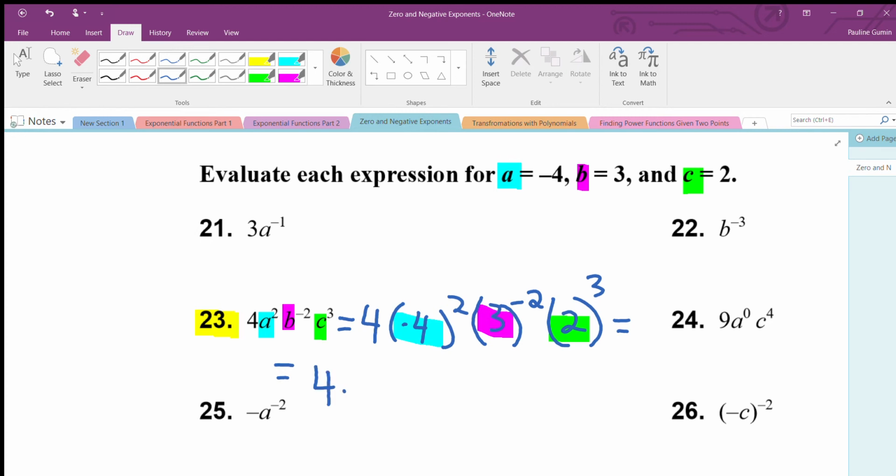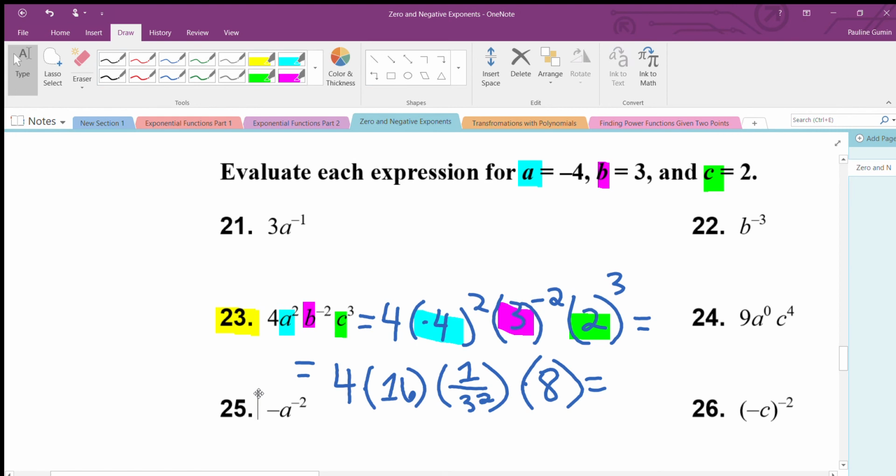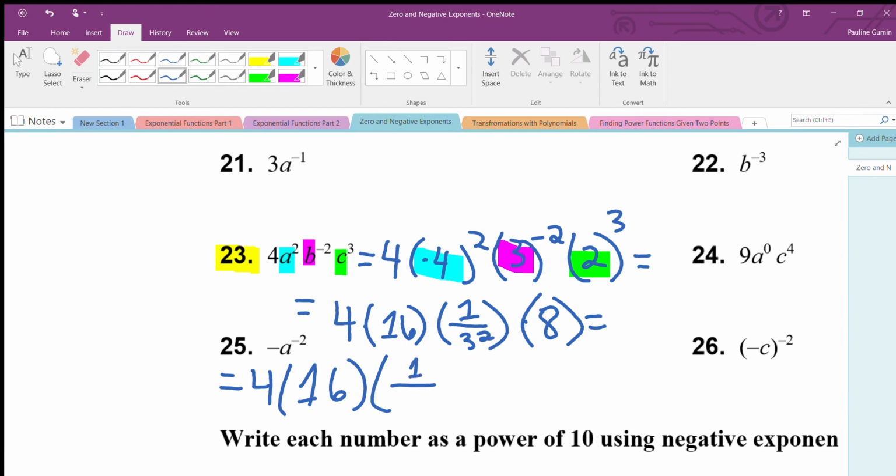Okay, 4 times -4 to the power of 2 is actually going to give us an answer of +16. 3 to the power of -2 is actually 1 over 3 to the power of 2. And then 2 to the power of 3, we have 8. Okay, we still have some more to solve. Let's keep going. Before I enter this into my calculator, whoops, sorry, let me move this a little bit so we have more room. Okay. Before I enter this in my calculator, I am going to rewrite 1 over 3 squared as 1/9.